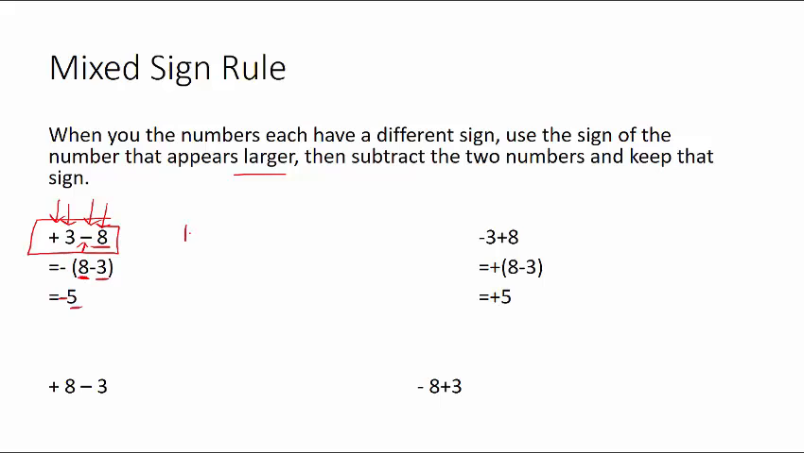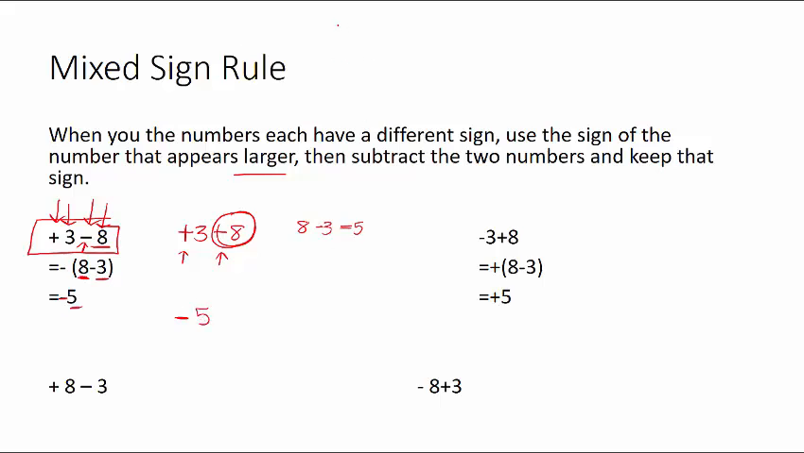So again, let's look at that. So we have positive 3 take away 8. It's a mixed sign rule because we have a positive sign and a negative sign. So we have two different signs there. We have more negatives, so we know our answer is going to be negative when we combine these. And 8 take away 3 is 5, so our answer is going to be negative 5.